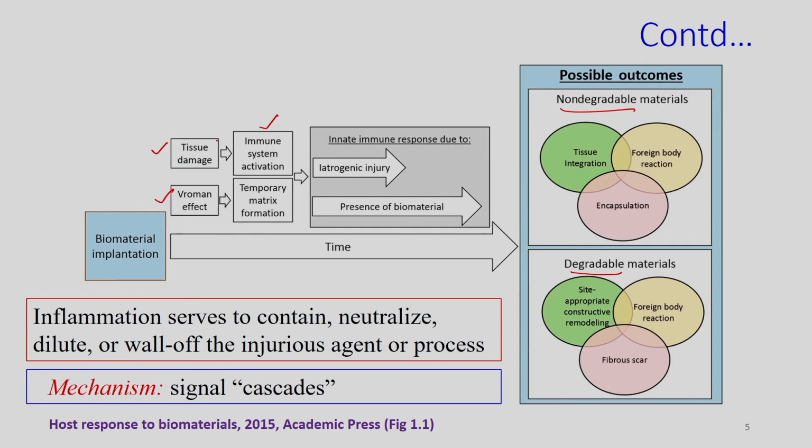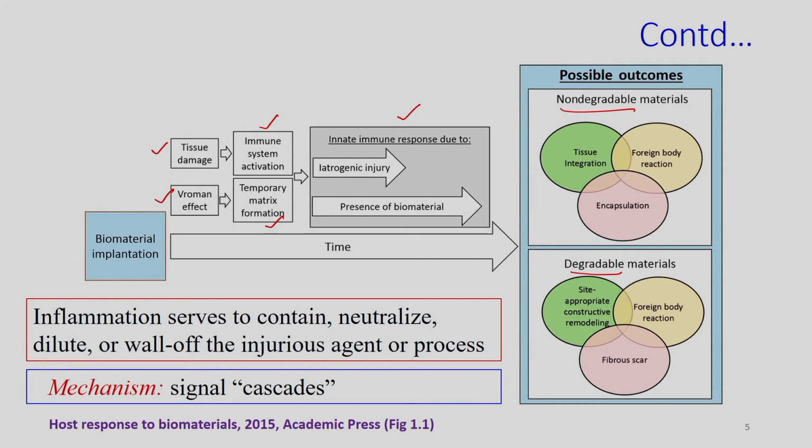So, this protein surface interaction and cell adhesion lead to the formation of a temporary matrix, or you can say the provisional matrix, and these two finally cause the immune response. You can say the innate immune response due to the injury and due to the presence of biomaterials, and this goes with time. Again, this time varies from a few minutes to a few days, and it continues for weeks.